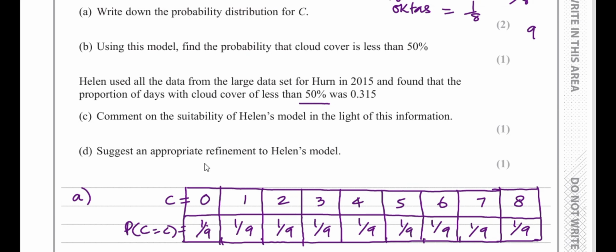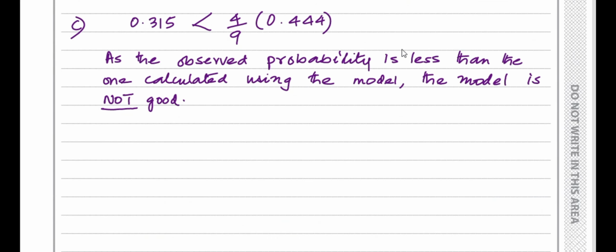Part D. Suggest an appropriate refinement to Helen's model. Another 1 mark question here. You could say that the cloud cover will not remain constant throughout the period and for different places. See, for example, the large data set is applicable from May to October. For all those months and for different cities covered by it, the cloud cover cannot have the equal probability. So it will be different. Hence, the model could probably use a non-uniform distribution. That's what we should carry in our answer.